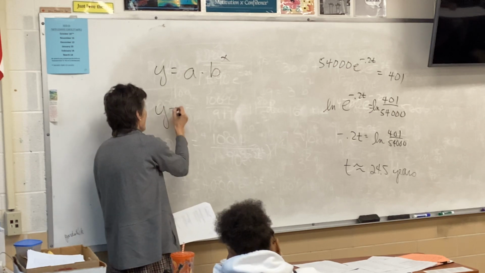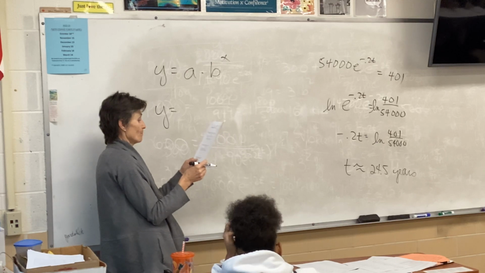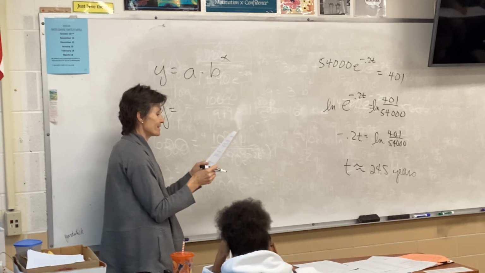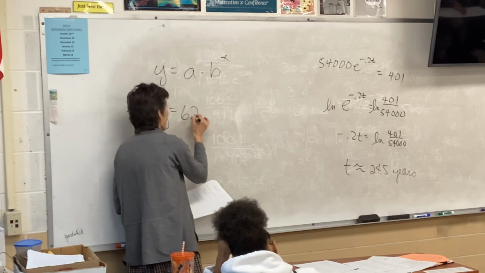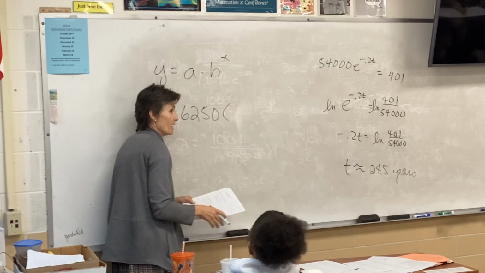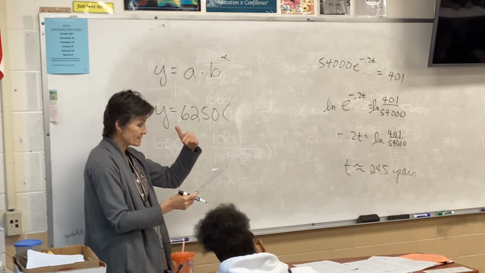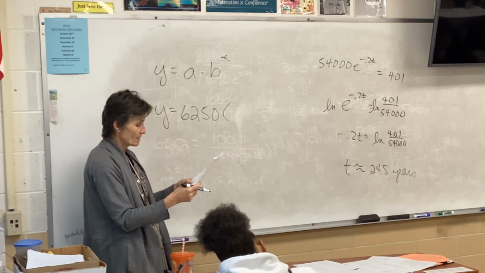So your job is to write an equation for this. The population in 1890 was 6250. So we're going to let that be our initial value. That's where the population started being measured, in 1890.